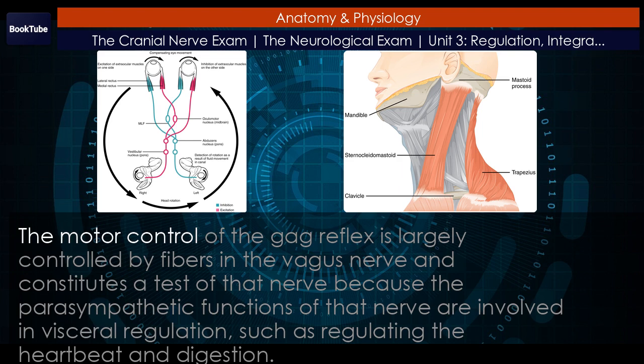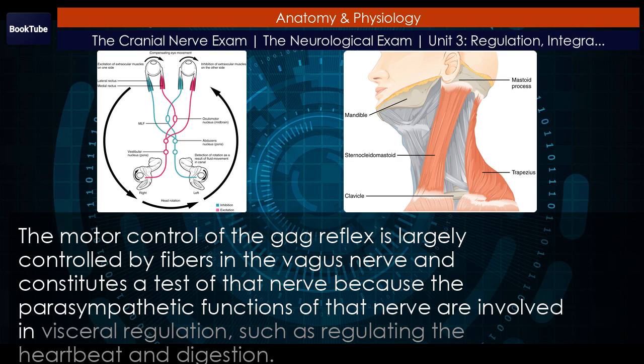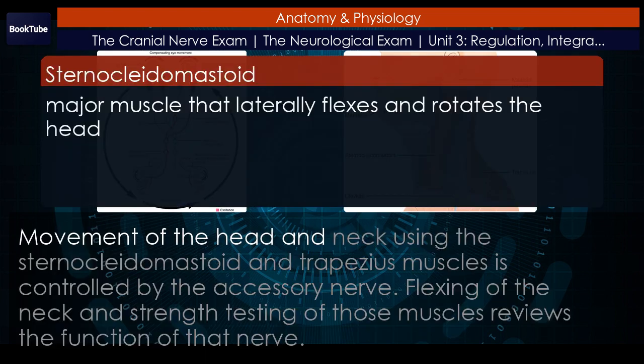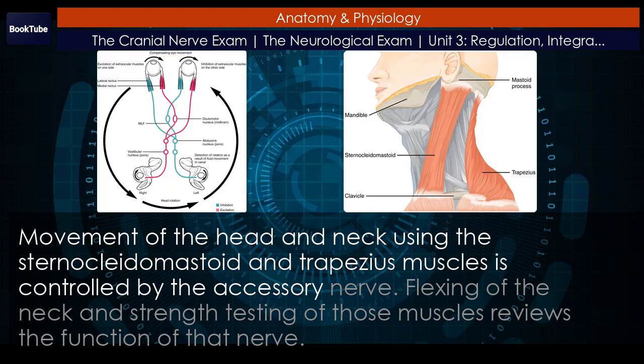The motor control of the gag reflex is largely controlled by fibers in the vagus nerve and constitutes a test of that nerve because the parasympathetic functions of that nerve are involved in visceral regulation, such as regulating the heartbeat and digestion. Movement of the head and neck using the sternocleidomastoid and trapezius muscles is controlled by the accessory nerve. Flexing of the neck and strength testing of those muscles reviews the function of that nerve.